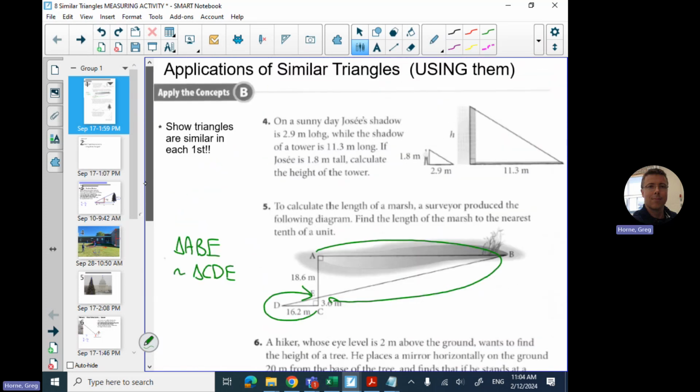So as long as you can identify which sides correspond to which, you just go ahead and do the normal similar triangle work.